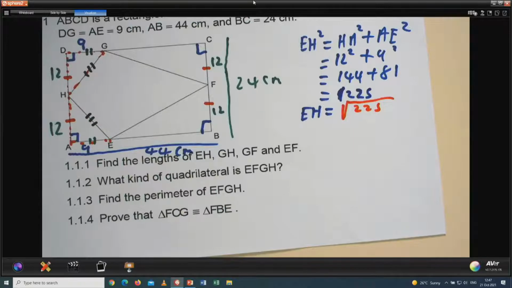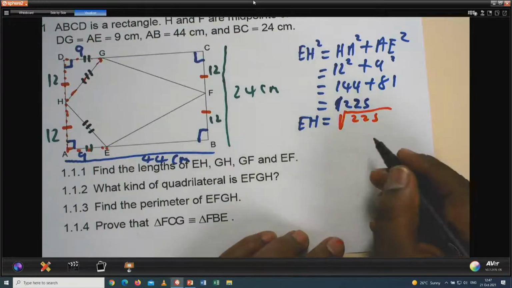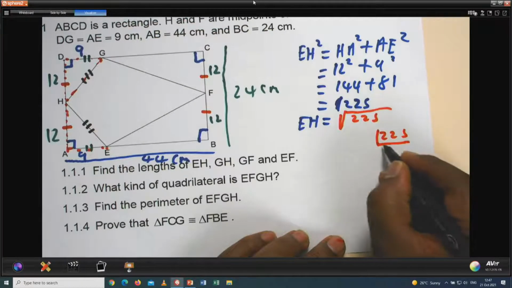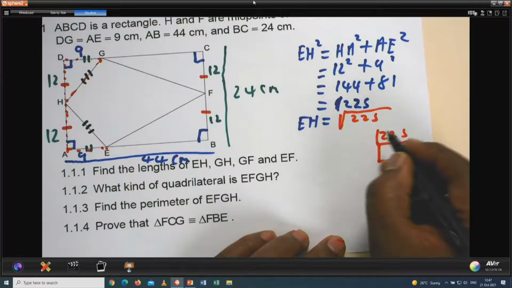And I don't have my calculator with me. So what do I do? You need your calculator in examinations. Can I use prime factors? Use mathematics as a tool.